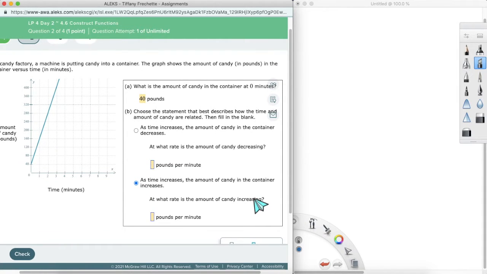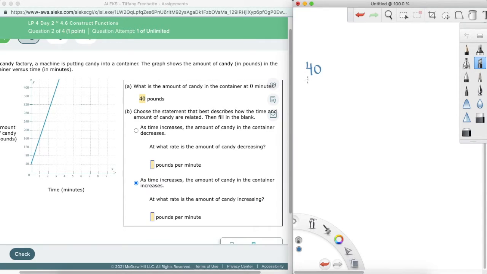So again, just like we did on that last one, I want to look at if I had 40 at 0 minutes, what am I increasing by to the next minute. So at 1 minute, now I have 160 pounds of candy. If I go to 2 minutes, I have 280 pounds of candy. We can't really reduce this one, but we can see what the change is.